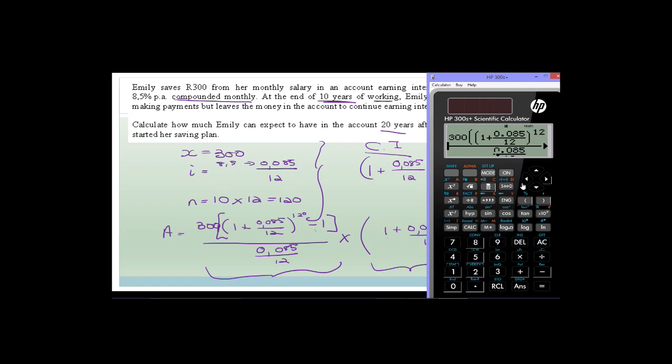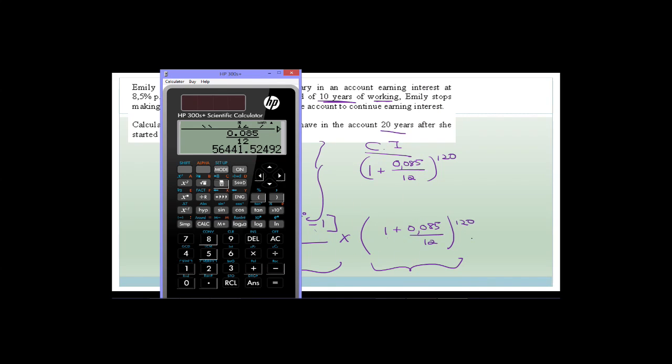Okay, let's try again. Equals, so that's the first part, which is 56,441 rand and 53 cents. That's how much she had after the 10 years, was this 56,441 rand and 53 cents. Now she leaves it in the savings account, and she just allows it to accumulate this amount of interest. So we're going to take this answer and we're going to multiply it by 1 plus the fraction 0.085 all over 12.